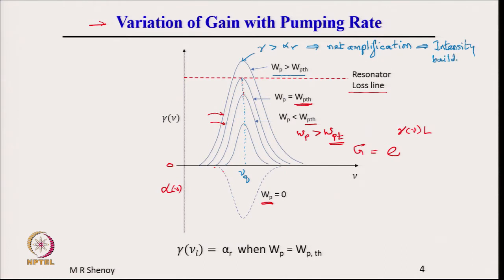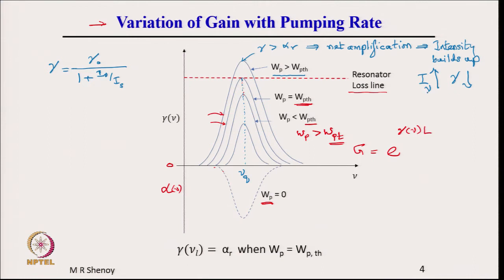And when the intensity builds up, we know that as I nu increases, gamma decreases. This is because of the saturated gain coefficient. Gamma is given by gamma 0, which is a constant, the small signal gain coefficient, divided by 1 plus I nu by I s, where I s is the saturation intensity. As I nu increases, gamma decreases.